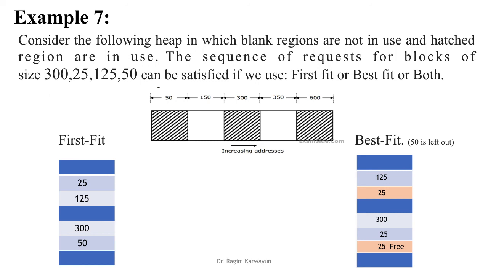In the best fit algorithm, what will happen? For 300, 350 is best, so 300 will come here. Now you will have a 50 partition and a 150 partition. Then 25: in best fit obviously you will not select 150 for a 25 size process. 50 is best suited for it. तो the remaining 50 जो होल बचा था 300 देने के बाद, of that 50, 25 space will be allocated to this process.